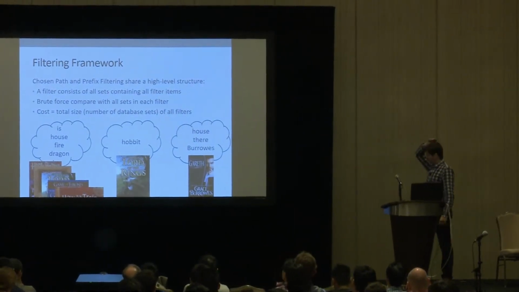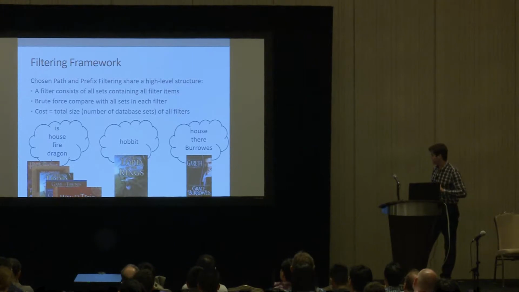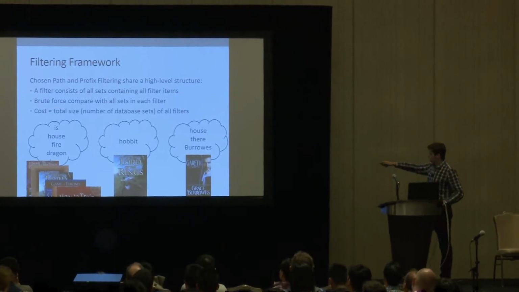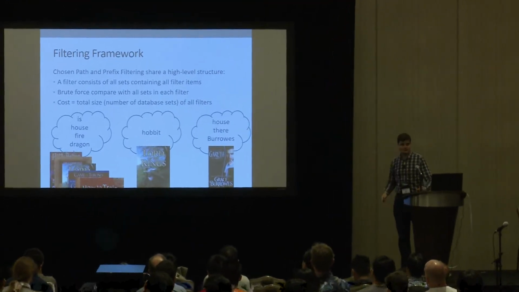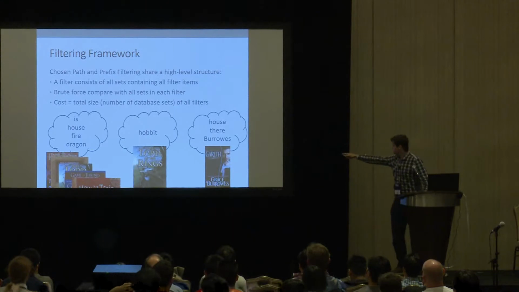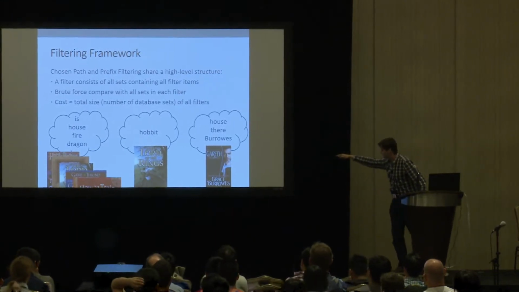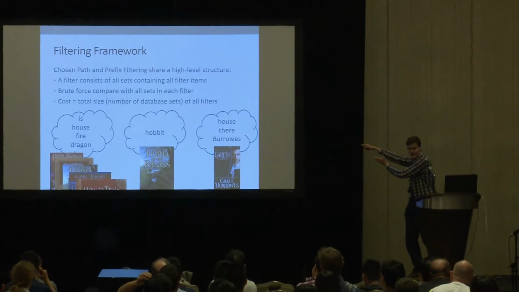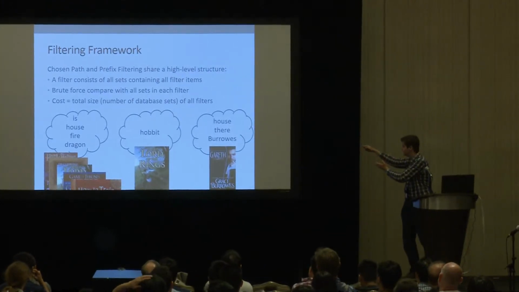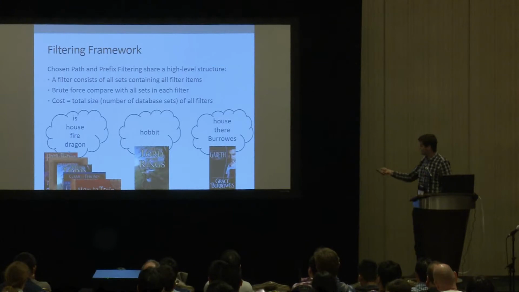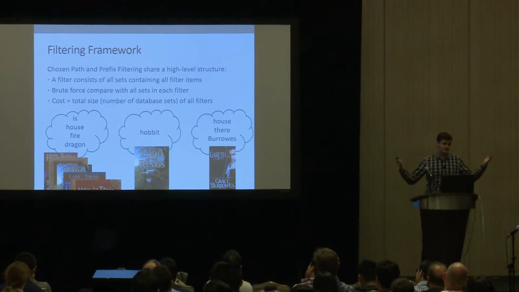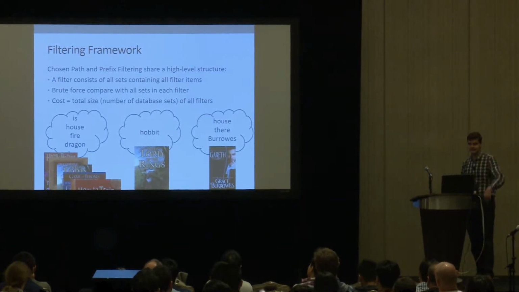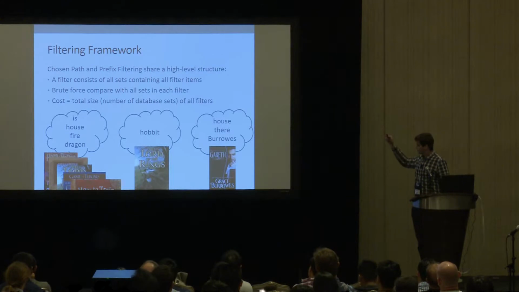So I should say really quickly, these both sort of fit into something called a filtering framework. In both of these cases, we're going to have this subset of words. For chosen path, it'll be a bunch of words. But for prefix filtering, it'll just be one word at a time. And I'm going to look at all of my database sets that contain everything in each one of these filters. Once I get this list of candidates, I'm going to brute force compare with all of the sets in each filter. And the cost is just the total size of all filters, ignoring things like D, which I'll do for now. So really, we just want to have these filters be as small as possible in total.